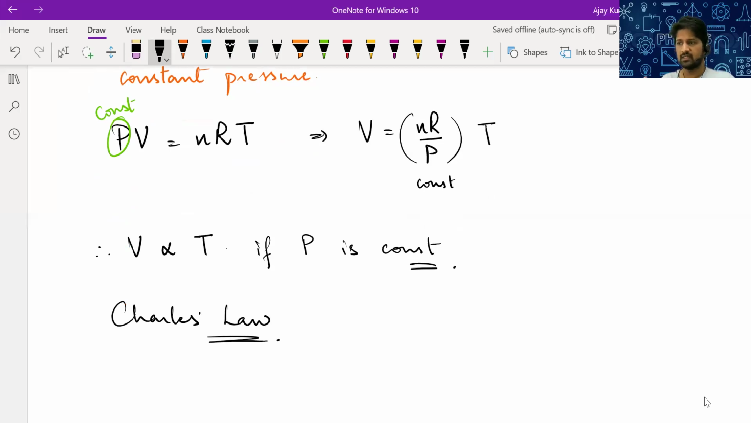So when pressure of an ideal gas is constant, volume will be directly proportional to absolute temperature, temperature on the Kelvin scale. This is what is called Charles's law. So we know what happens in an isobaric process. Pressure stays constant. You increase temperature, volume increases. You decrease temperature, volume decreases.